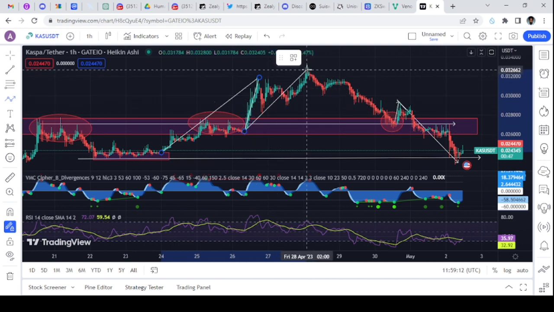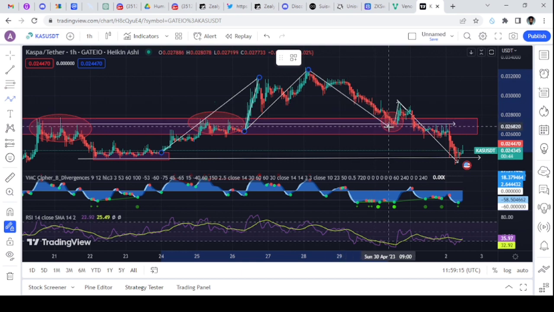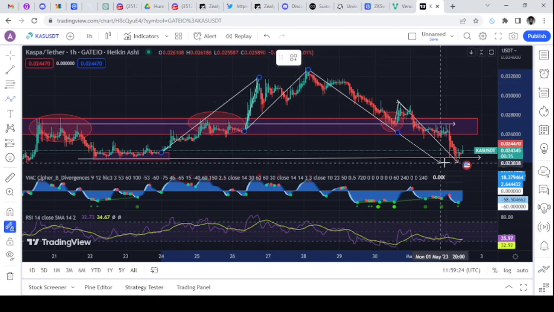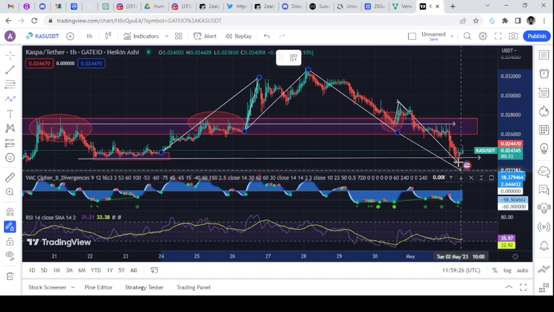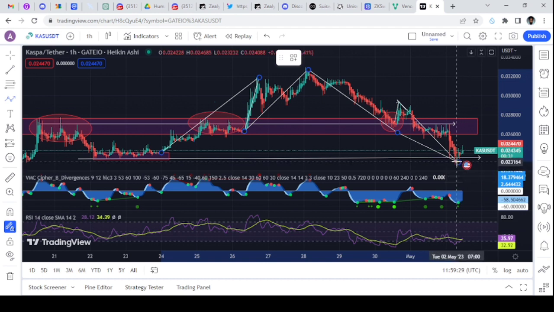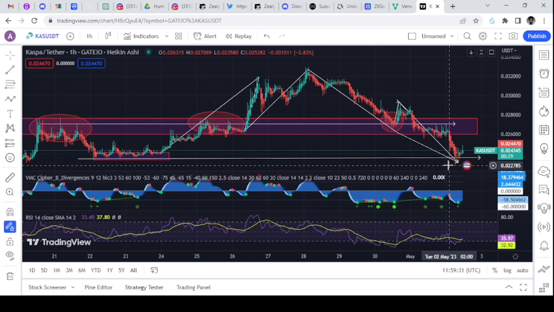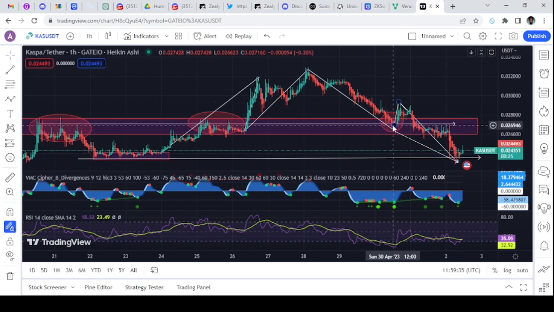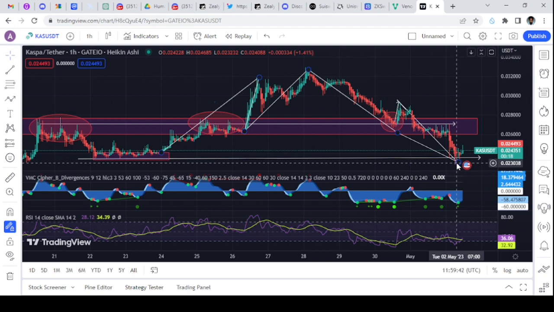And after this uptrend, instead of this pullback stopping at this particular region and continuing to the upside, the pullback broke below this region and even went below the support that led to the uptrend. So instead of this pullback stopping at this particular region, it broke below this region and still broke below the support that led to the uptrend. And this is a sign of the continuation of a downtrend.